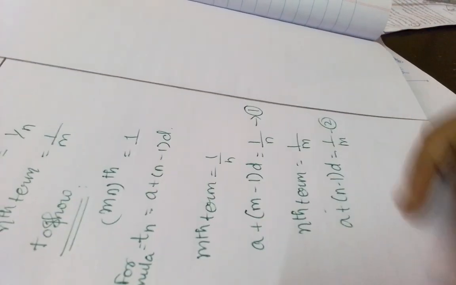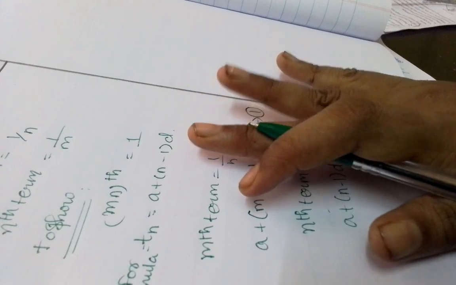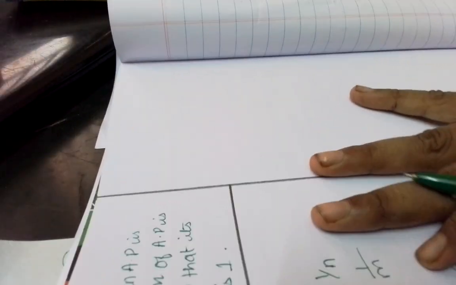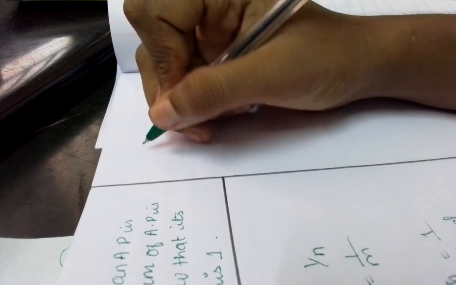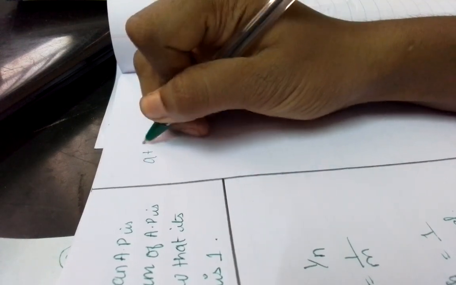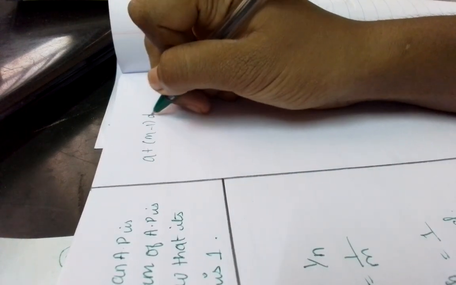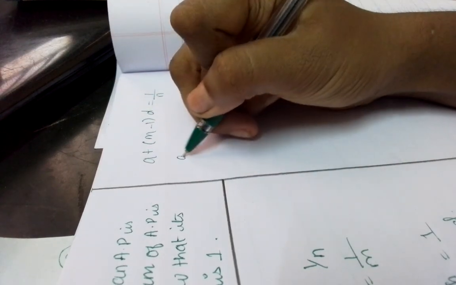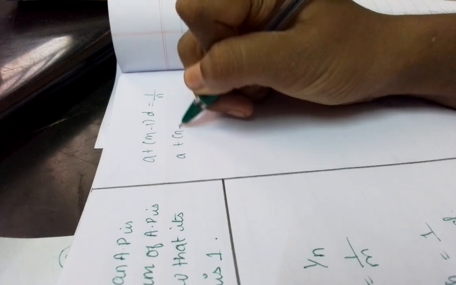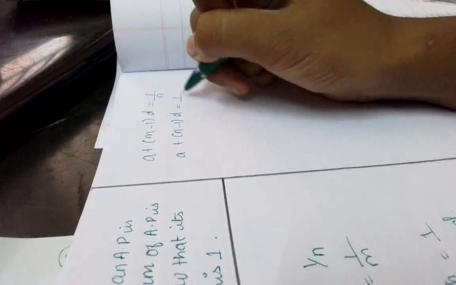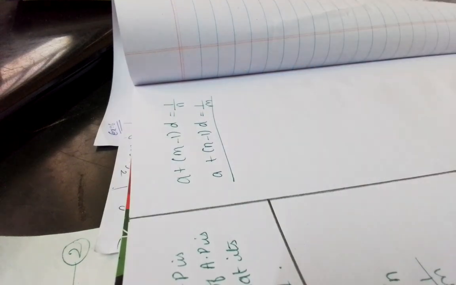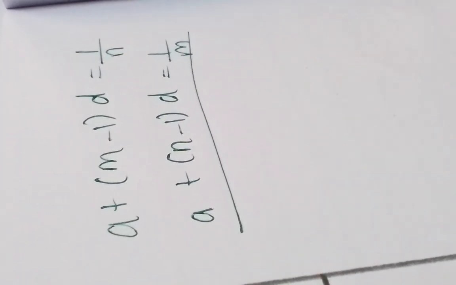Now just using elimination or substitution or whatever method you prefer, just solve these two equations to get your required answer. Okay, so we have the first equation as a plus m minus 1 into d, which is equal to 1 by n. This is your first equation, and your second equation is a plus n minus 1 into d, which is equal to 1 by m, correct children? So just subtract these both equations. Okay children, yeah, so just subtract it.